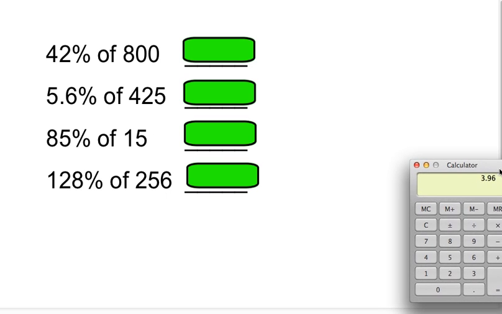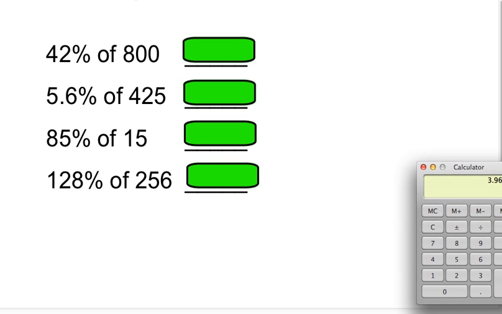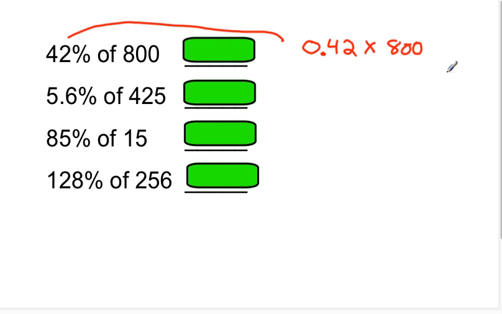Okay, here we go. Let's bring the video calculator out, ready to go. And our first problem, 42% of 800. So if we're going to solve this, we're going to take 42% and rewrite it as a decimal, which would be 42 hundredths, and "of" means multiply, so we're going to multiply it times 800 and see what we get.